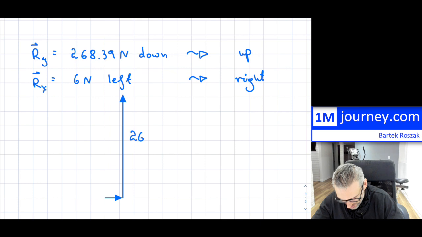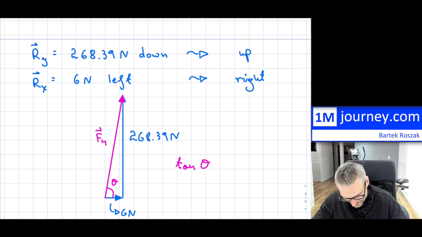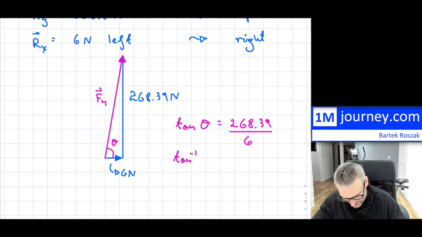But so this is 268.39, and this is just simply 6 newtons, right? And then my F4 is going to be this, okay? So this is going to be my F4. And we can find out what this angle is. So finding the angle right there, opposite over adjacent, right? So if I call this angle theta, it is equal to opposite, 268.39, over adjacent, which is 6. And now using tan inverse of all of this, put a dot.